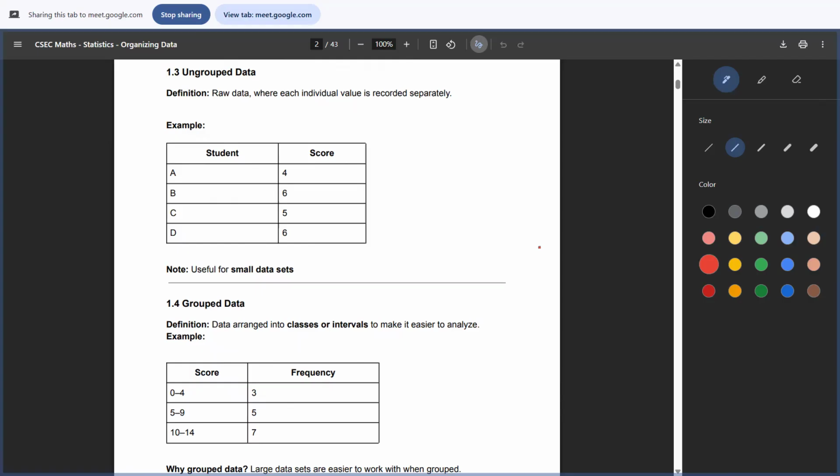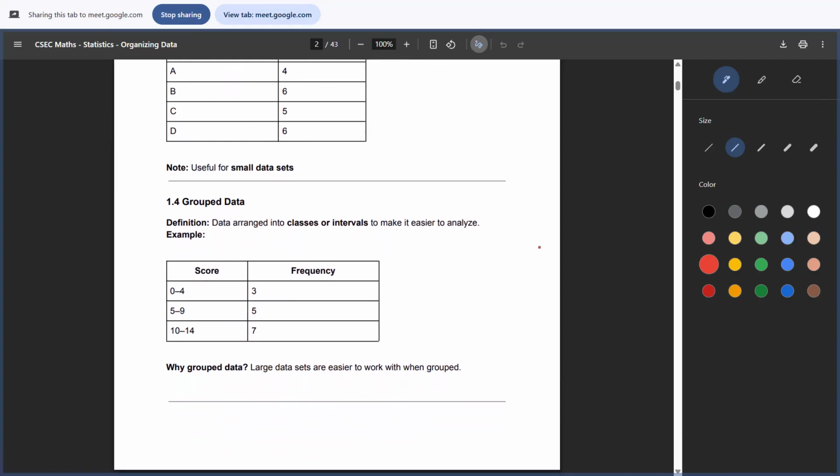That's manageable. But then if it starts to get too voluminous, meaning that we have too much data to organize, like if, for example, we're looking at the CSEC marks that students get in the Caribbean, that might be too difficult or too cumbersome for us to record using ungrouped data. So then we will start to arrange the data into classes or intervals. This makes it easier to analyze. So you might look at students that scored 75% and above, or maybe 60 to 74, and students that score between 50 to 59, right? Large data sets are much easier to work with when we have grouped data.